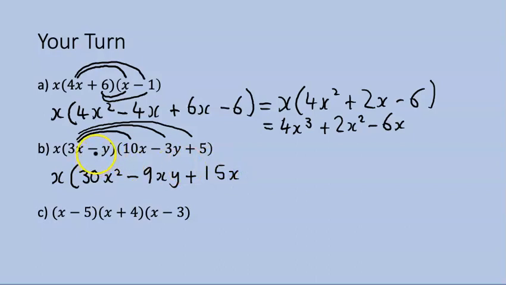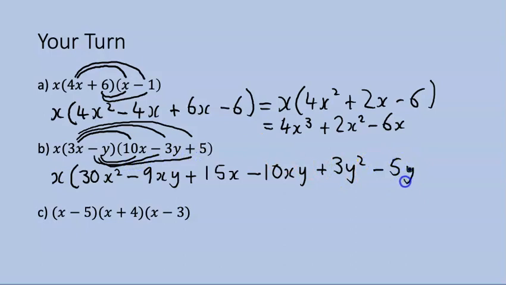Now I multiply minus y by everything. Minus y times 10x is minus 10xy, because minus 1 times 10 is minus 10, and then combine the xy's. Minus y times minus 3y is plus 3y squared. And then minus y times 5 is minus 5y. Close the bracket. Then I need to collect everything up.